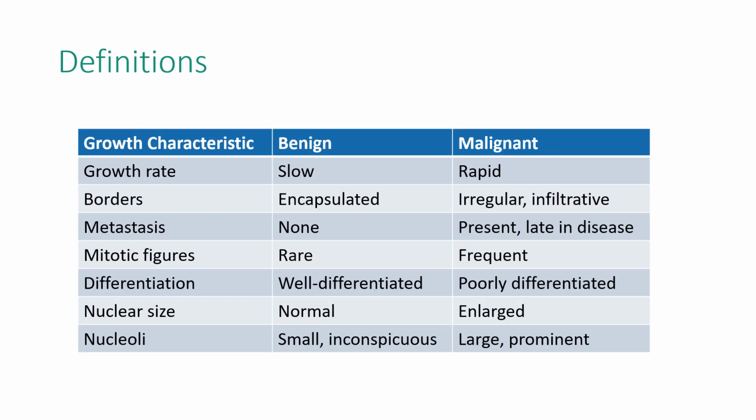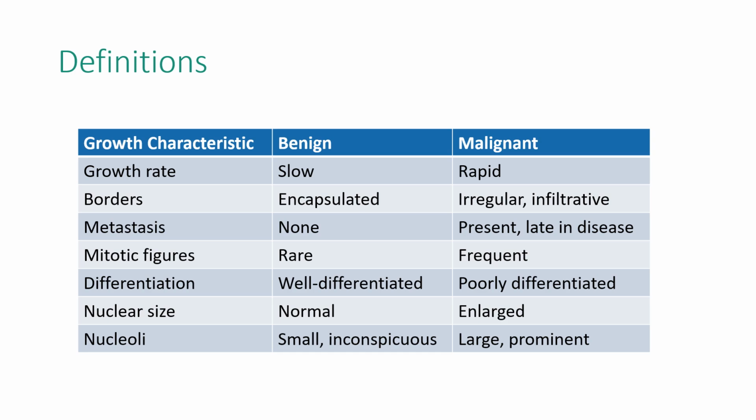This table is basically the personality comparison between benign and malignant tumors. So we have growth rate. Benign is slow, whereas malignant is rapid, often, but not always. Some malignancies are sneaky slow. Borders, benign would be encapsulated or well circumscribed, and malignant is usually irregular and infiltrative. This matters because infiltration can look like tumor cells threading into normal tissue, ignoring boundaries like they're on a bad road trip. Metastasis, for benign, we wouldn't see any, so none.